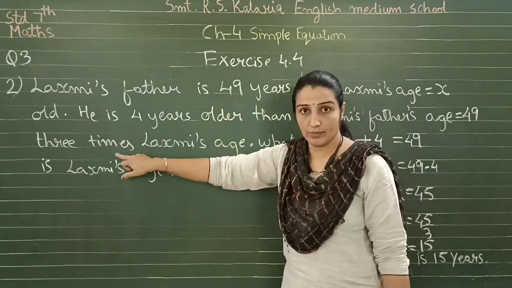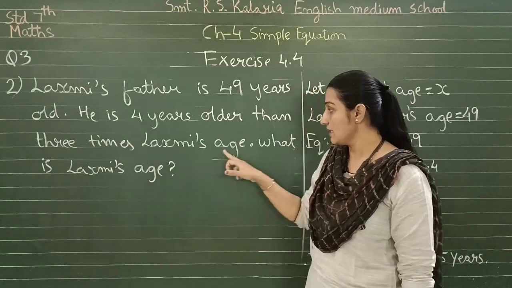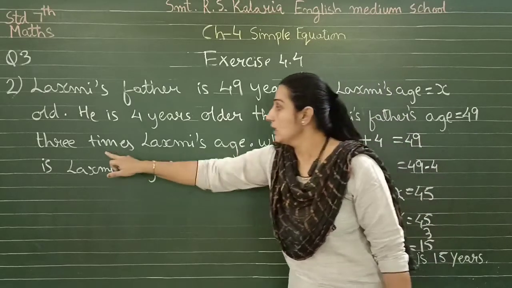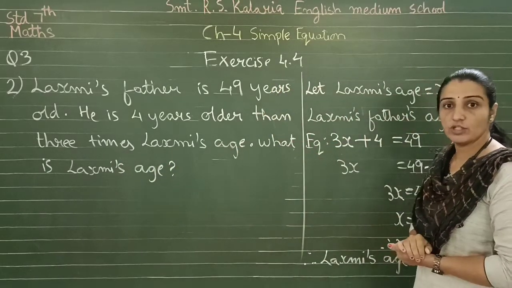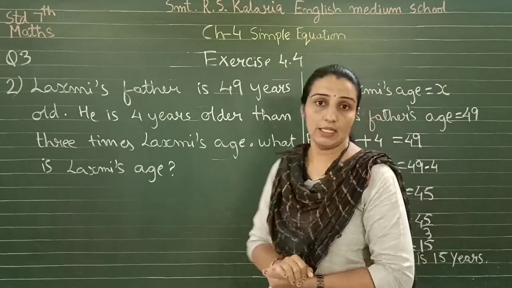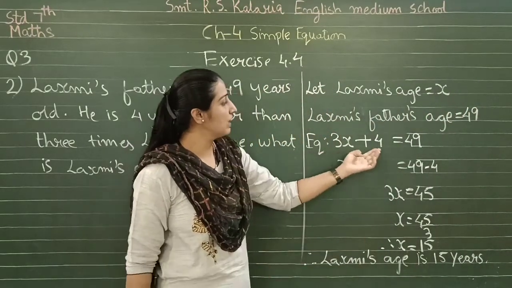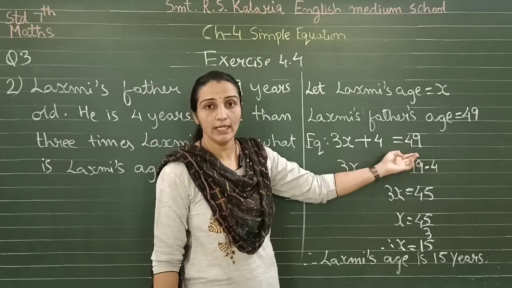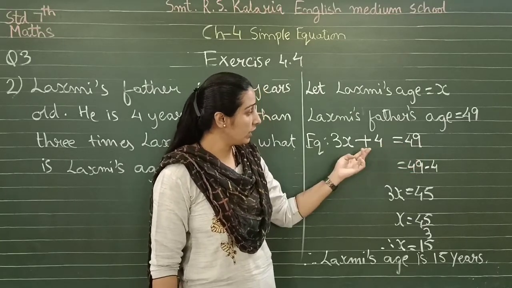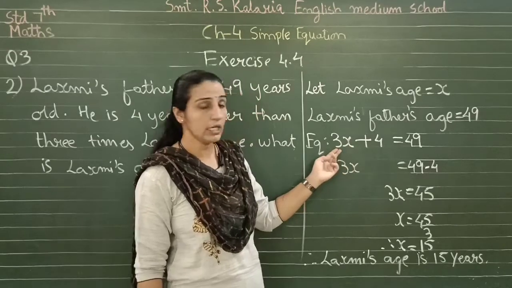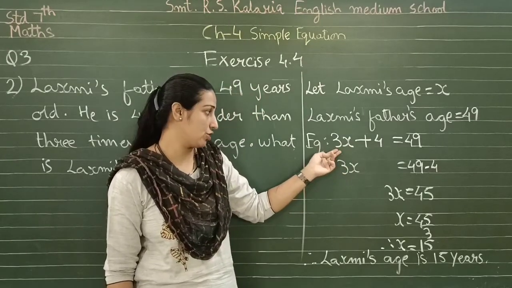Then 3 times the Lakshmi's age. Lakshmi's age क्या है? X. 3 times x means 3x. तो हमारा इक्वेशन क्या हुआ? That is 3x plus 4 is equal to 49. That is he is 4 years older than 3 times the Lakshmi's age.